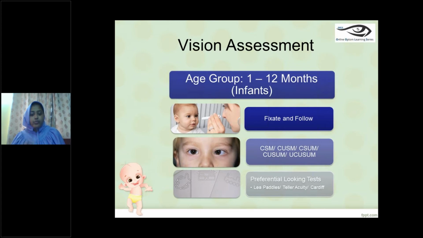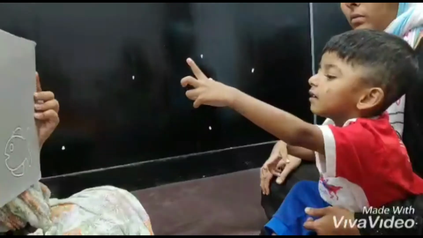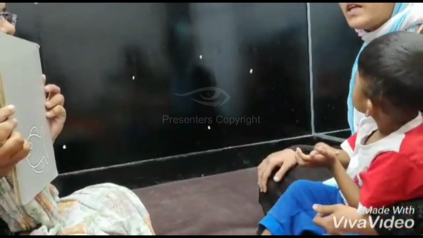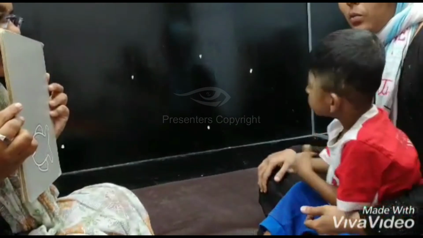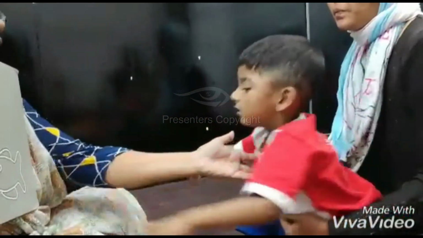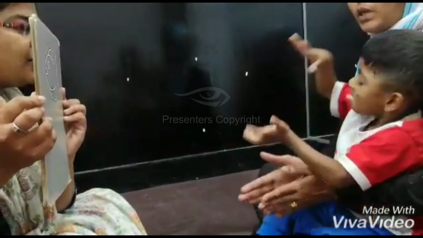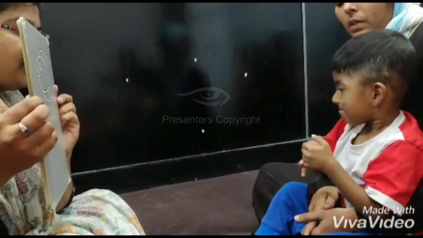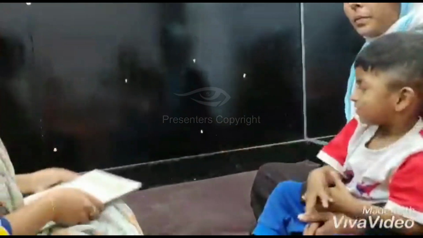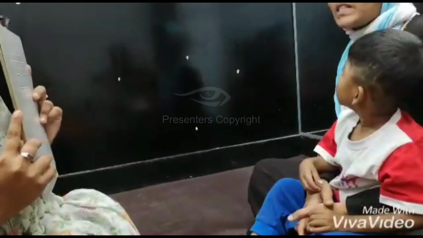Next, we can use the preferential looking test, which is based on the preferential looking principle, where the child prefers to look at a pattern or a picture rather than a blank page. So I have a small video for you on how Cardiff visual acuity is done. I want you to see how the child is pointing to the object.